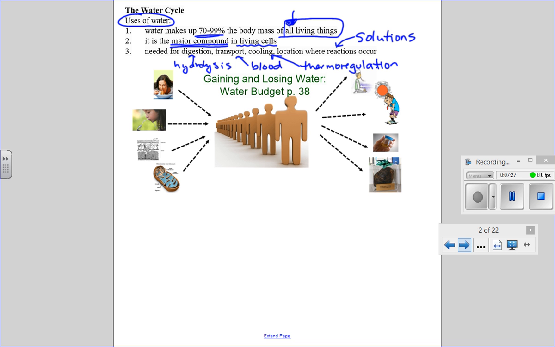So we need to talk about how organisms might gain or lose water. In a minute, you're going to take a look at page 38 of your textbook. It's about a water budget. And you might think that that sounds silly. Budgets are supposed to be for money. But we can make a budget for anything as long as there is an input and an output. So on the left, we have gains, and on the right, we have losses. How do you gain water and how do you lose water?